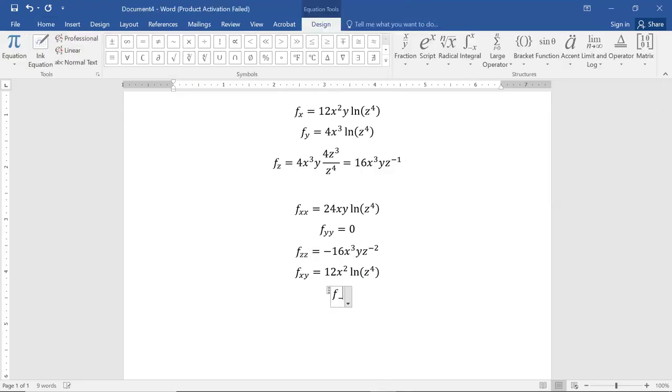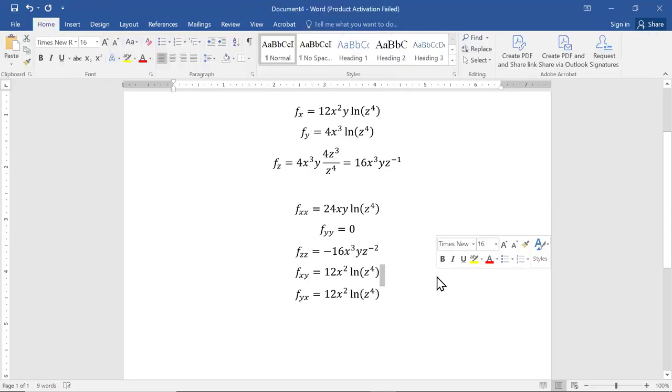What if I take the y, then the x? So I take a derivative of y first. I've already done that. Then take a derivative of this with respect to x. Well, 3 comes out front. 3 times 4 is 12. I'm going to get 12x squared times the natural log of z to the fourth. Again, mixed partials match up.